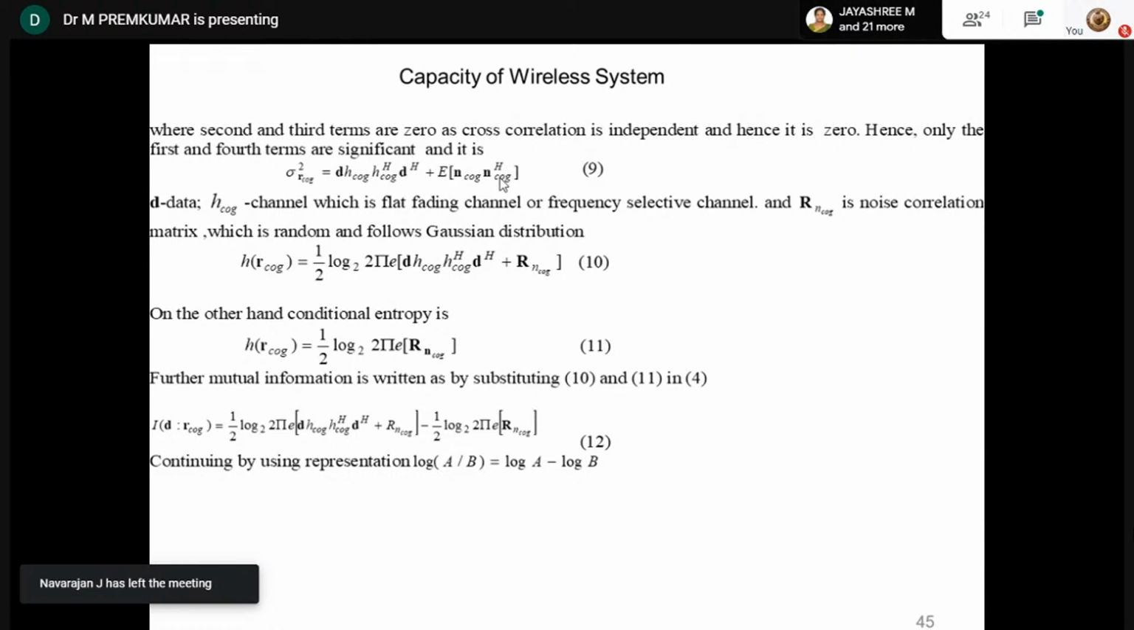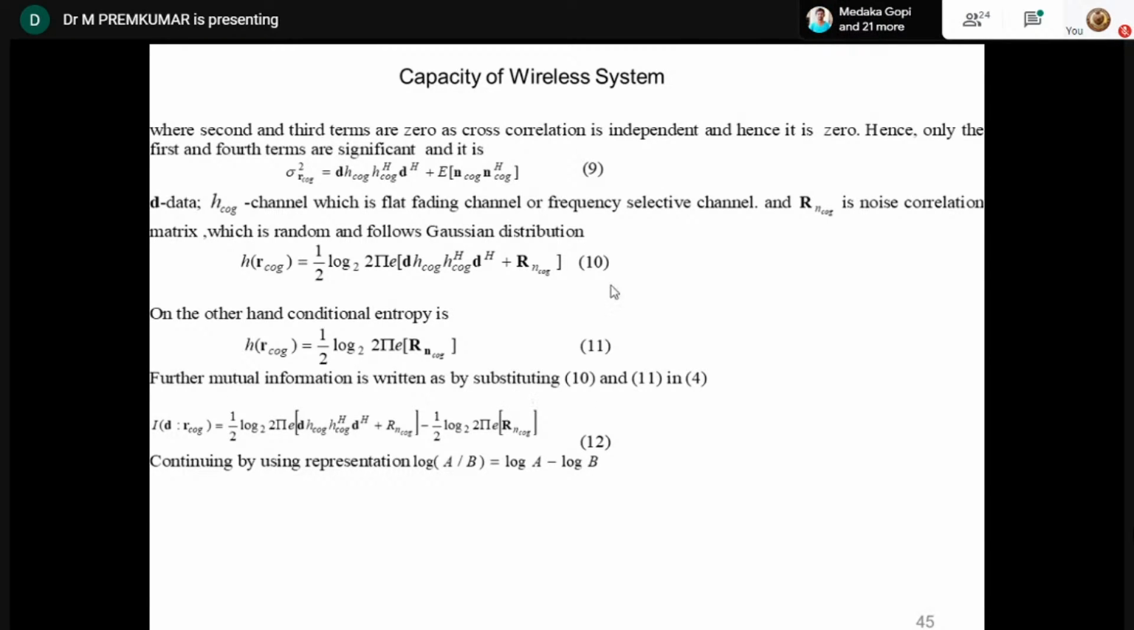So this is the expectation of the autocorrelation of noise, and this is once again the conditional entropy of the received signal. So you have the noise entropy as well as the differential data entropy. You have just substituted. Our objective is to find the mutual information.